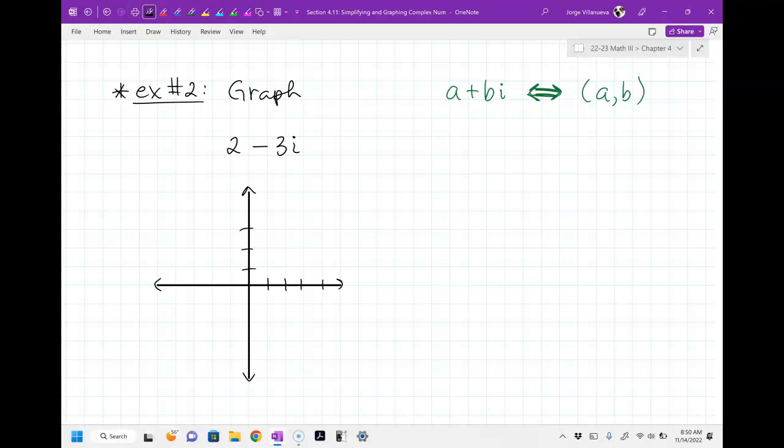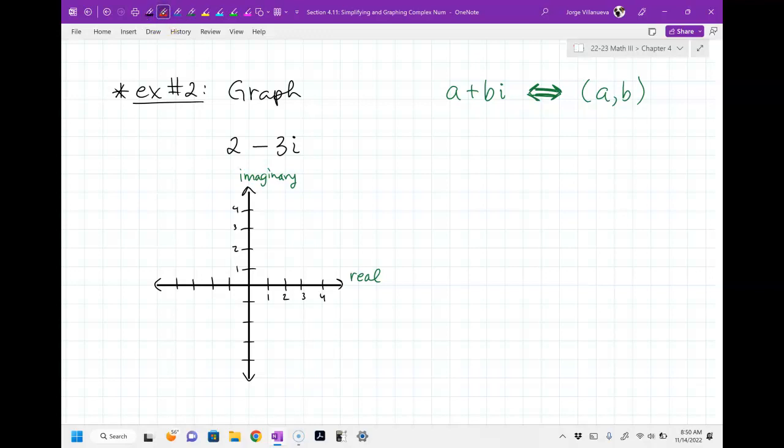Notice I'm not doing anything weird or different. The only thing that's going to be different is this is going to say real instead of x, and this is going to say imaginary instead of y. But I'm going to treat it the same way that I do my other graphs. I'm still just going to write numbers like normal. There's nothing different.